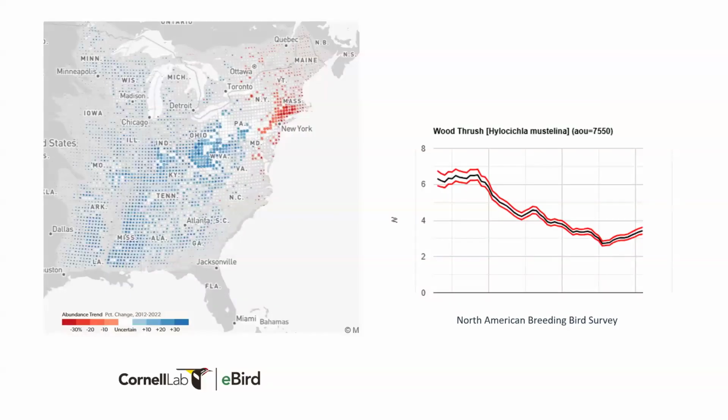On the left are eBird status and trends data covering about the last 10 years, and it does in fact show an increase in abundance throughout much of the wood thrush's breeding range, with a decline in the northeast, after decades of sharp decline. The Breeding Bird Survey also shows that change in range-wide abundance, which is encouraging, but we used to have a whole lot more of them, right?